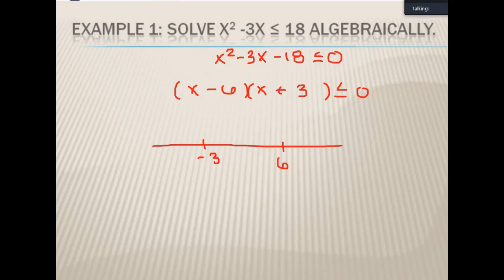This graph would kind of look like a quadratic. It's open up. So what that means is that this quadratic is open up, so it would sort of look like that. So my solutions are either going to be between or outside those 2 points.